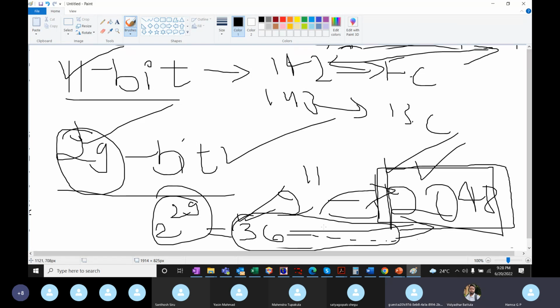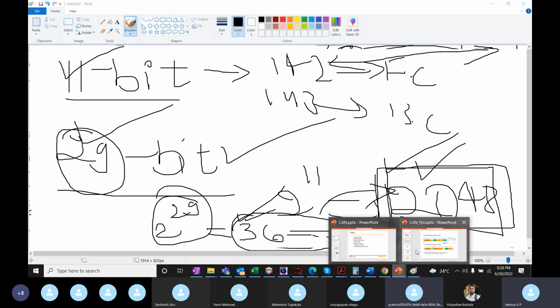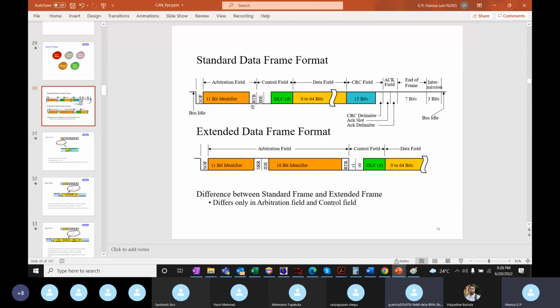So let's go back to the IDE. The IDE bit has a size of 1 bit. The full name is identifier extension. This IDE bit will always be dominant in the 11-bit identifier, also called the standard data frame format, which is also called the 11-bit identifier data format. Whenever I say 11-bit identifier data format or standard data format, both are the same. So in the standard or 11-bit identifier frame format, IDE will always be dominant.